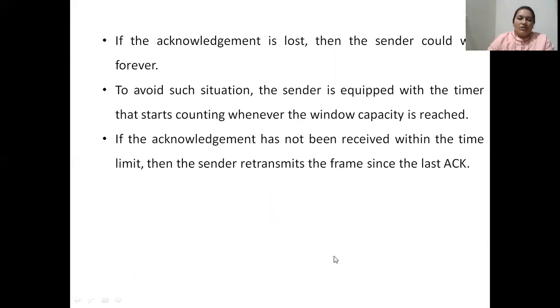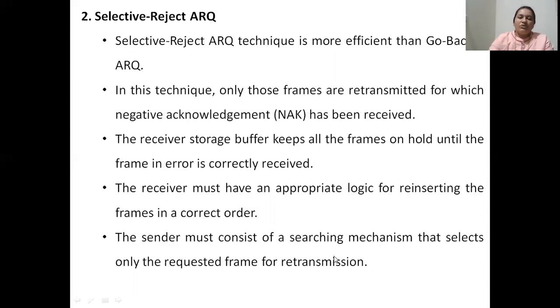So this is how the go back N protocol works. So the major drawback with go back N protocol is whenever an error occurs in one particular frame, all those frames which were sent after the damaged frame or lost acknowledgement have to be resent again. So it's a sheer wastage of the network bandwidth.